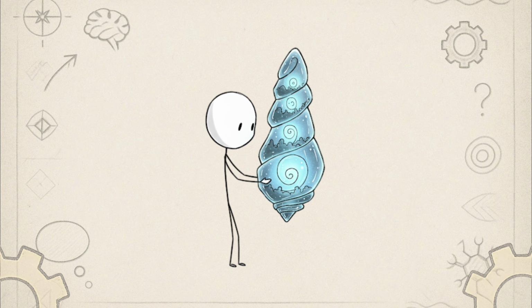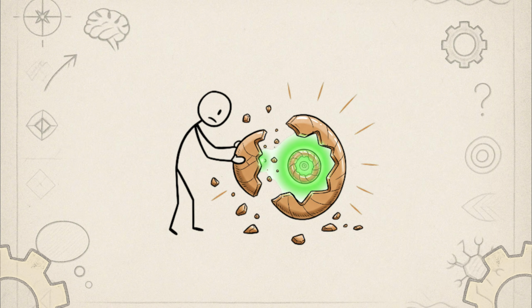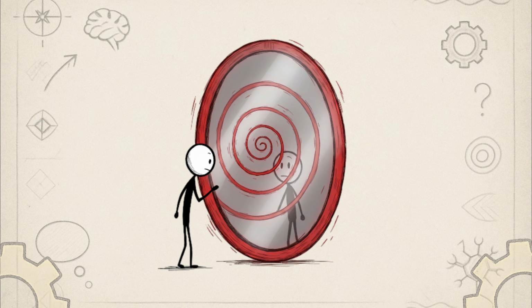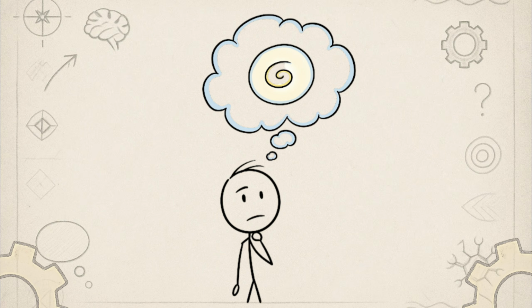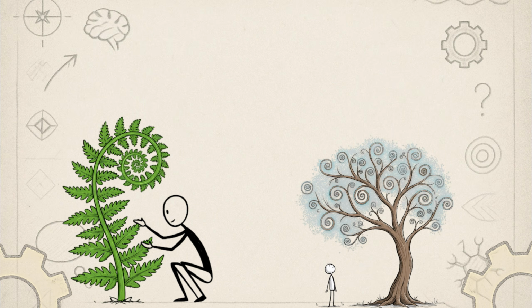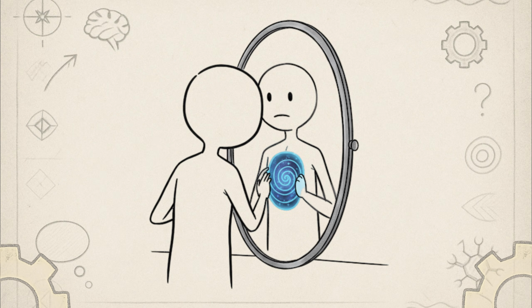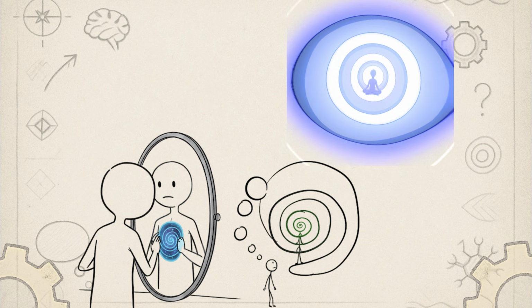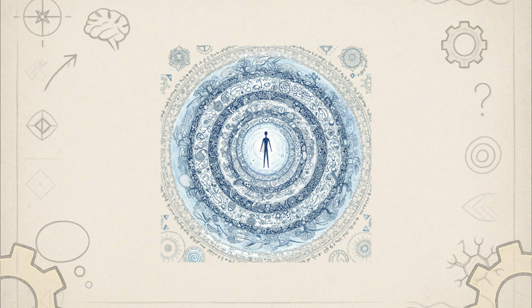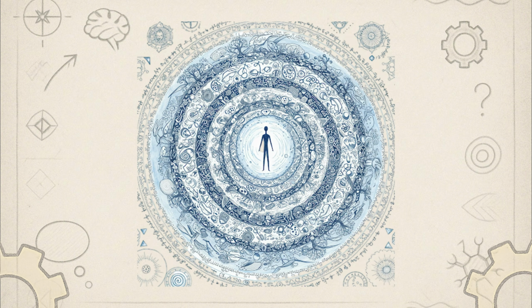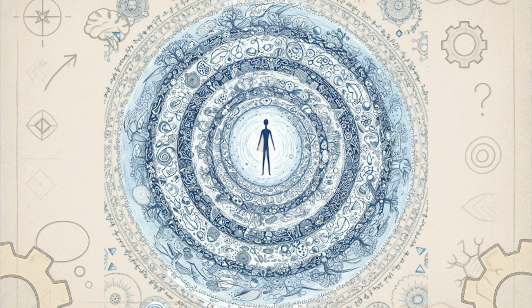Because a hologram, it's recursive. You can break off a tiny piece of a hologram, and it still contains the whole image. Fuzzier, yes, but complete. Sound familiar? The fractal of a fern, the branch of a tree, the neuron of a brain, the spiral of a shell, the you inside the loop. Each part contains the whole. Each pattern echoes a bigger one. Each thought might just be the universe trying to recognize itself again.